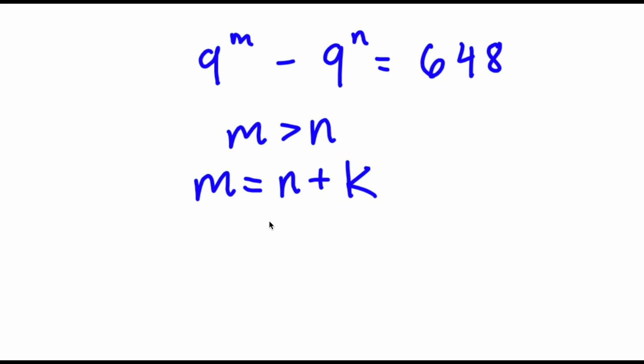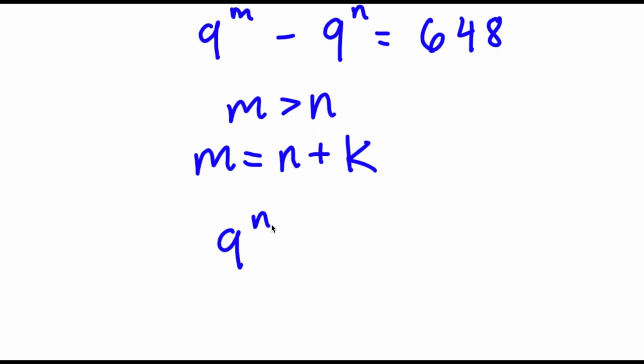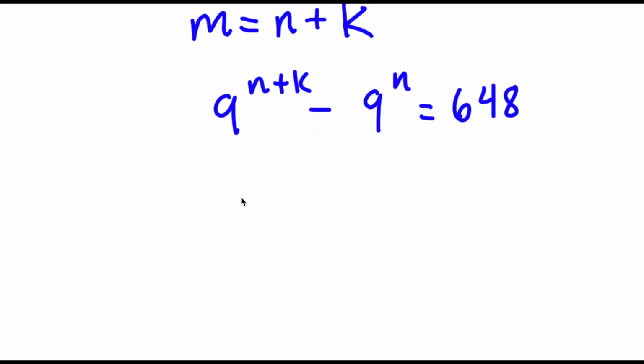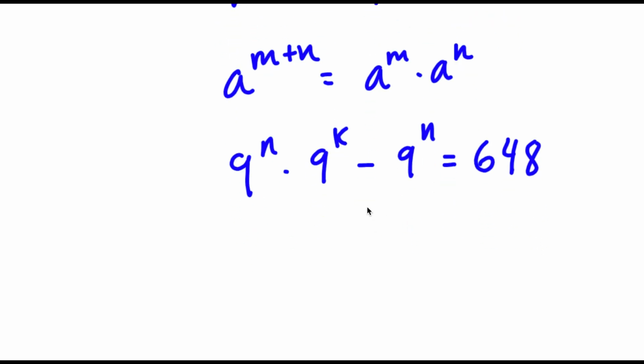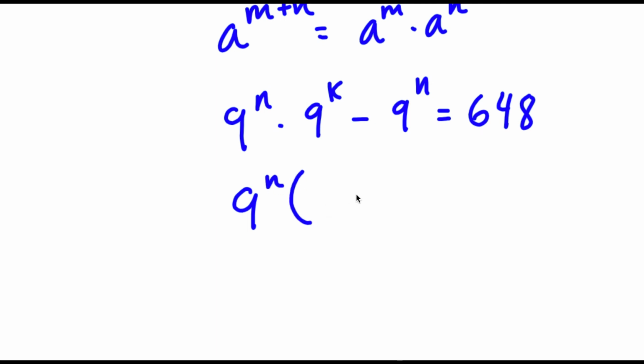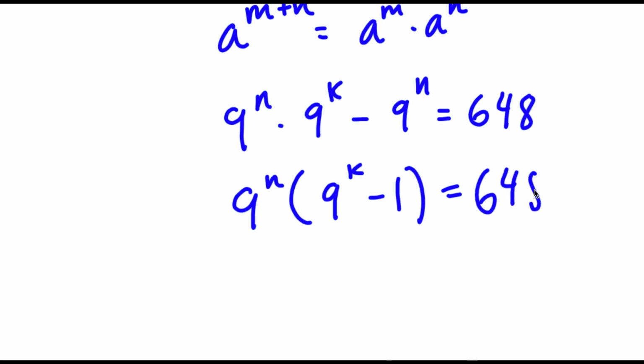So now that we know this, we can say that m is equal to n plus some number k. And now I'm going to replace m with n plus k. So now I have 9 to the power of n plus k minus 9 to the power of n is equal to 648. Now, if I have something in the form a to the power of m plus n, this is equal to a to the power of m times a to the power of n. So 9 to the power of n plus k is going to equal 9 to the power of n times 9 to the power of k. Now I have this minus 9 to the power of n is equal to 648. Now if I factor out 9 to the power of n, I get 9 to the power of n times (9 to the power of k minus 1) is equal to 648.